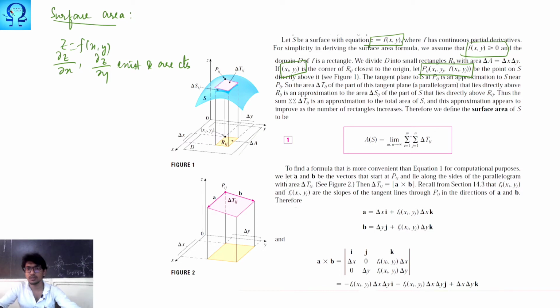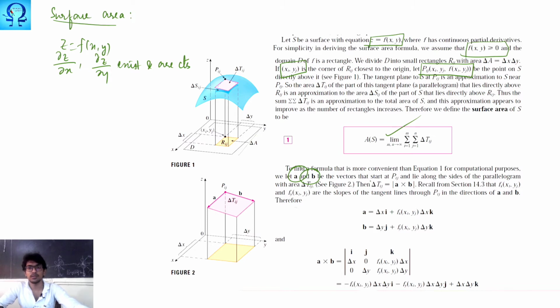The area of the surface is the double summation of delta T_ij. We will have to take the limit as m and n approach infinity. So this is what we are about to do. Now, for more convenient purposes, we write this equation 1 in the form where this parallelogram lies along the sides of the vectors a and b. They are given in bold face, which means they are vectors.